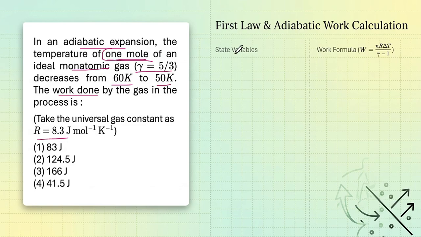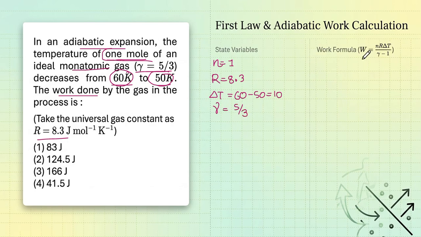It is given 1 mole here, so the value of n is nothing but 1. The value of R is given as 8.3, and the temperature decreases from 60 Kelvin to 50 Kelvin. So what is the difference? 60 minus 50, so the temperature difference is 10. The ratio gamma is given as 5 by 3.